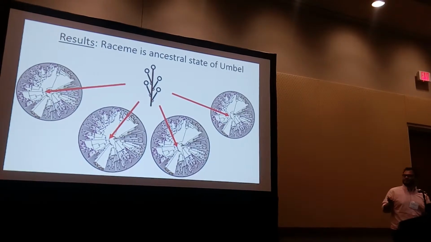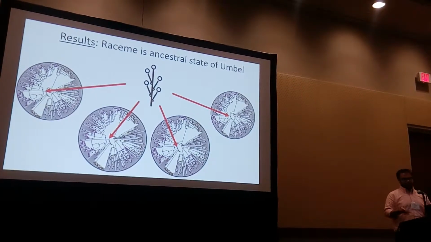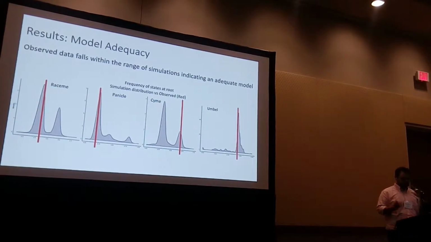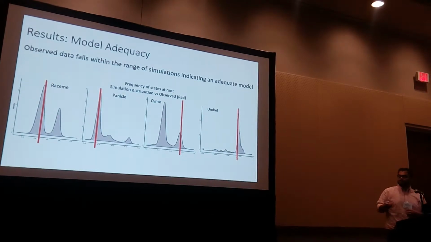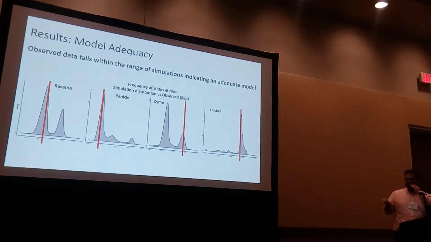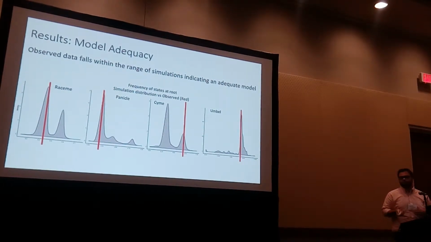And so just to take a sanity check, we wanted to make sure that our model was an adequate representation of our data. So we did model adequacy following Pennell et al. 2015, which essentially means we simulated characters using our best fit model, and then we did a t-test to see whether our observed data was statistically similar to our simulated data.